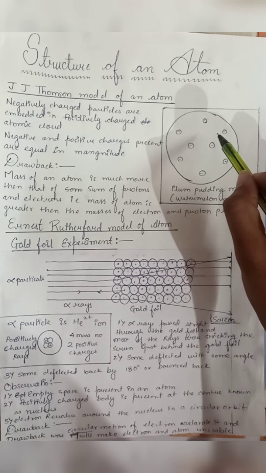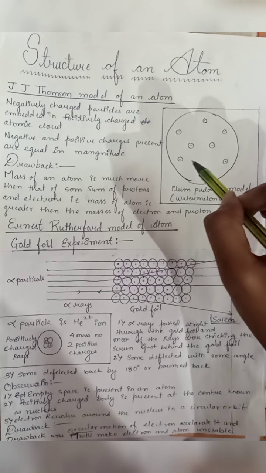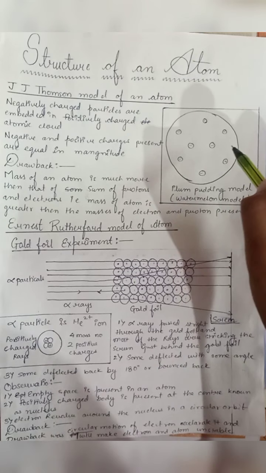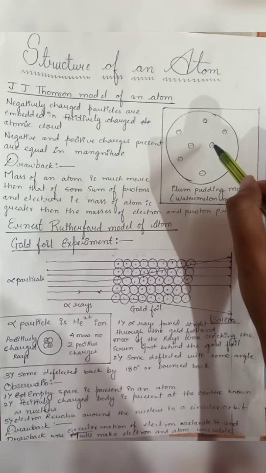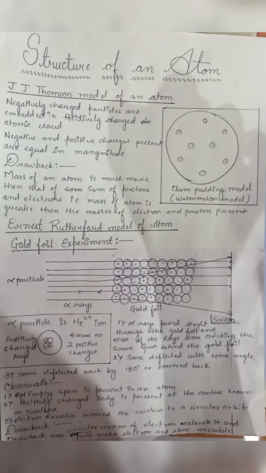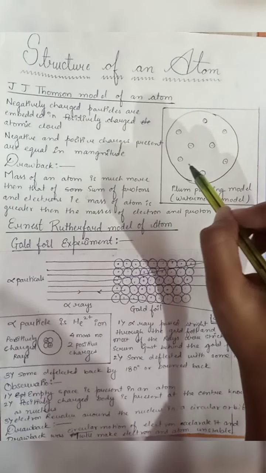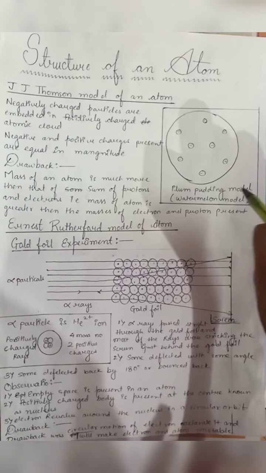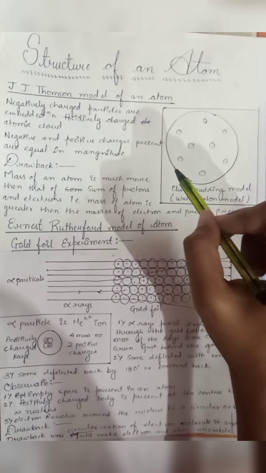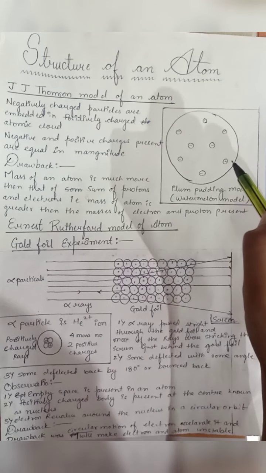That means this blank space inside this spherical body is what? Positively charged cloud, atomic cloud, in which the negatively charged bodies are embedded, that are electrons. So he stated that the negatively charged particles are embedded in the positively charged atomic cloud. He also stated that the negative and positive charges present in an atom are equal in magnitude, so they neutralize each other and make an atom stable to survive in the environment.